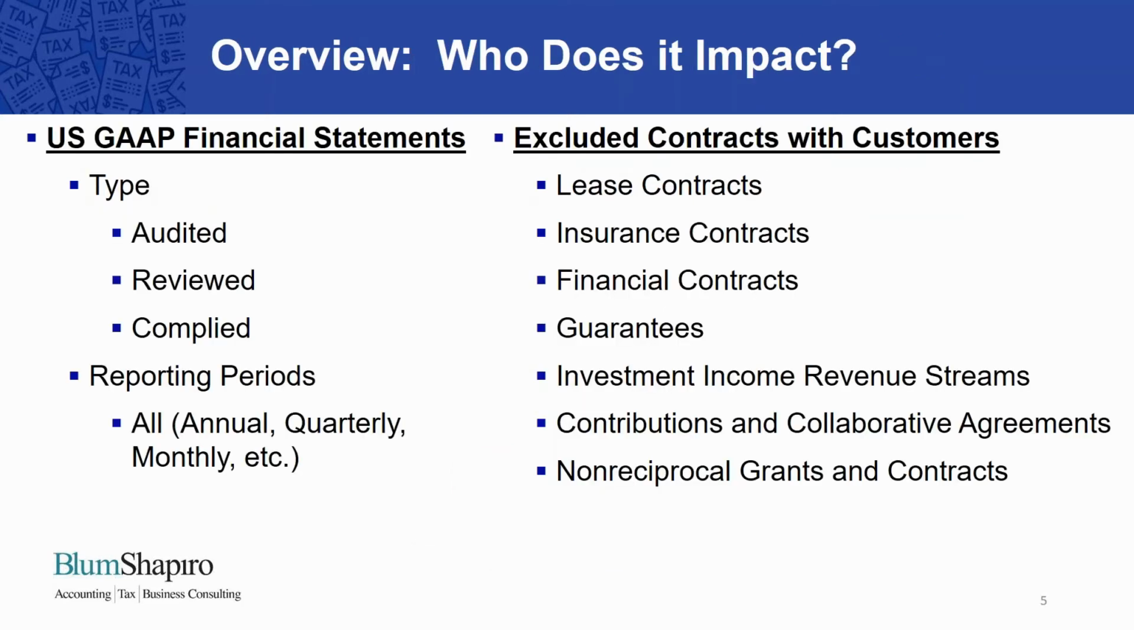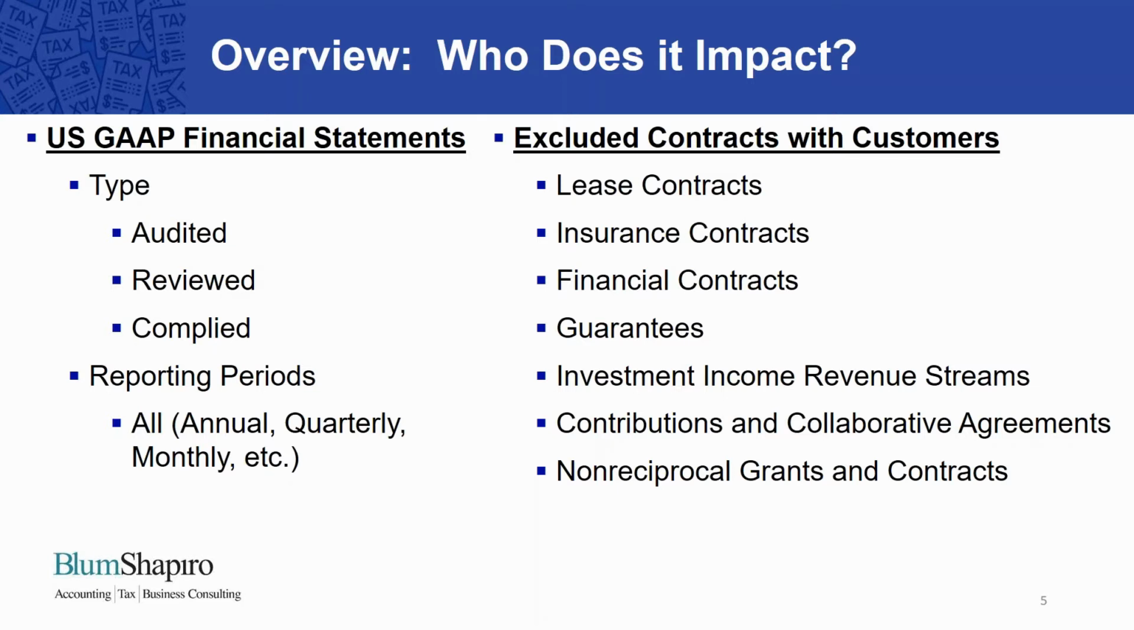The next question is, who does it impact? So, it impacts any type of U.S. GAAP-based financial statement, regardless of the level of service, whether it's an audited financial statement, a reviewed financial statement, or a compiled financial statement. This standard applies. Reporting period does not matter. As long as it's a reporting period in 2019, it could be an annual financial statement, it can be quarterly, monthly, or semi-annual. All reporting periods are included under the standard.